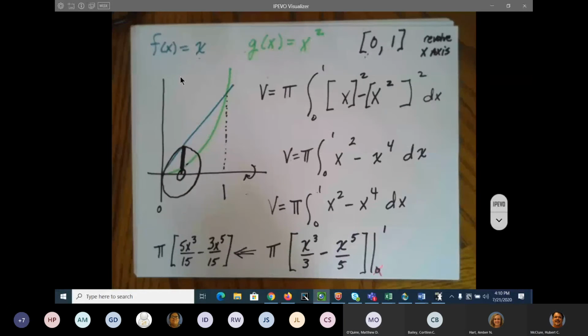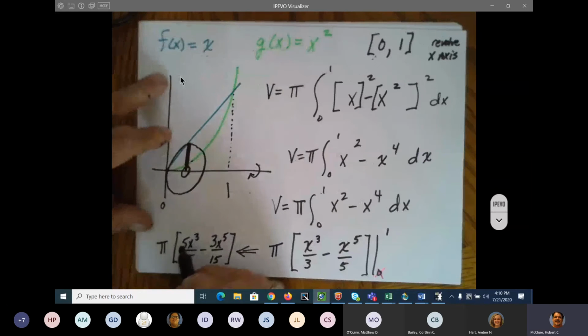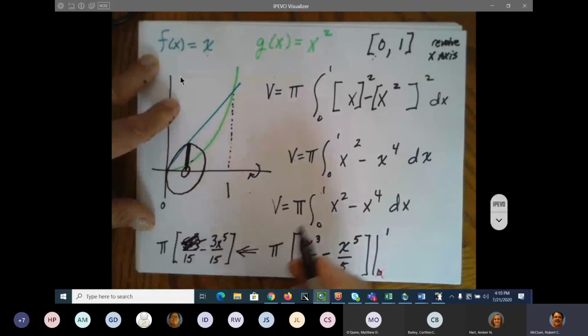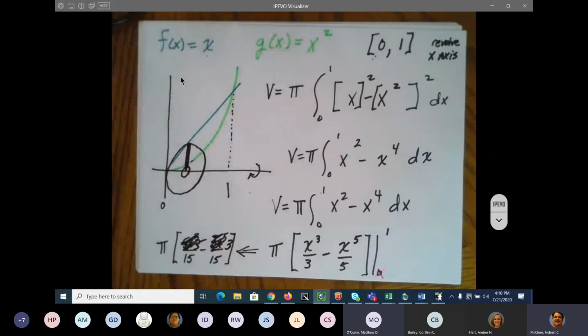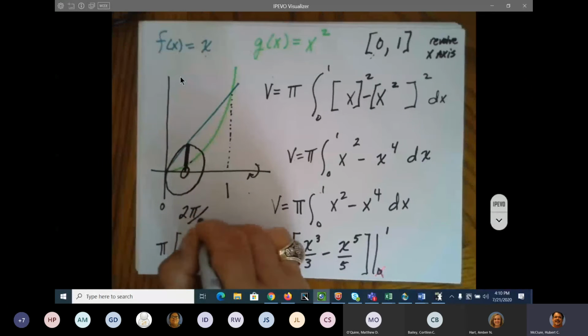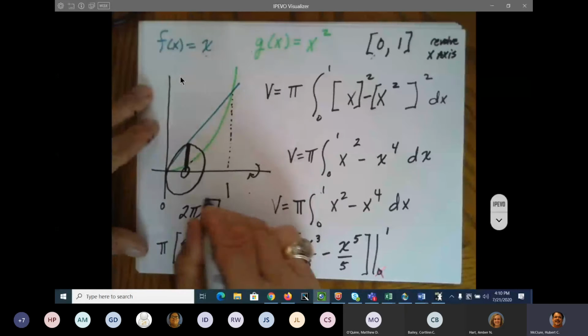I'm sorry, that should have been 1. I'm sorry, I skipped a step. That should be 1 here. Or is that 5? 3 will go into 5. Yeah, 5. Sorry, 5 minus 3. It still worked. Okay, thank you. And that's pi. It should come down to 2 pi over 15. That's the final answer.